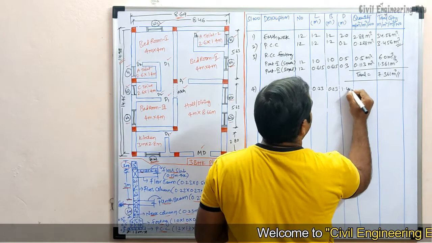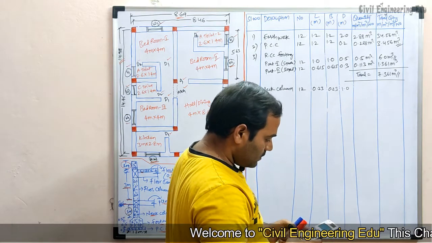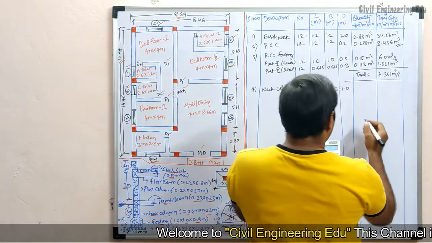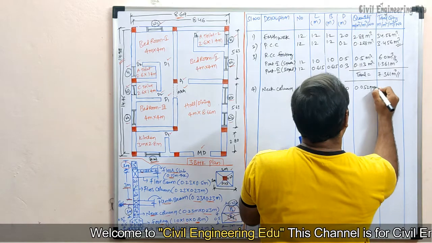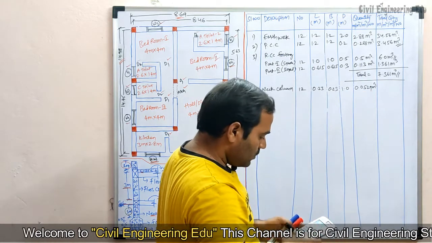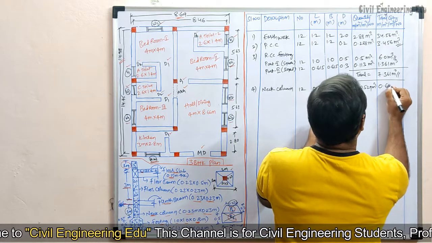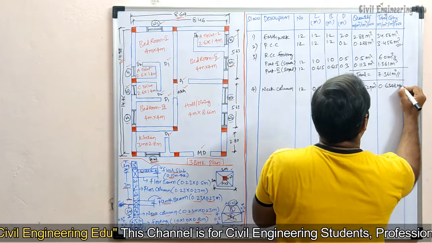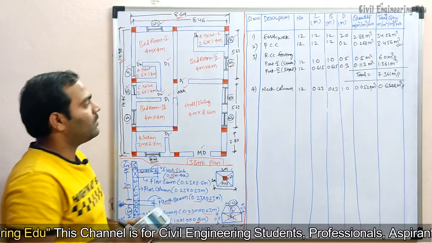So 1.0, 0.23 into 0.23 into 1, that is 0.0529 meter cube. We have to multiply this with 12 numbers, which gives 0.6348 meter cube. So this is the quantity of neck column.